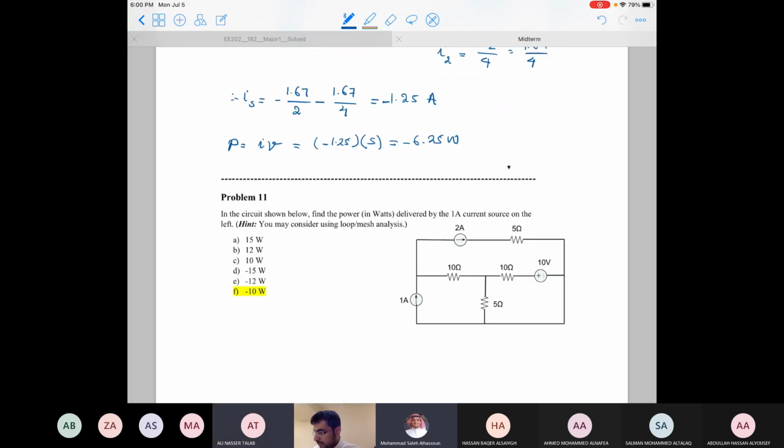We will use mesh analysis or mesh method. No, not the technique. What's the assumption when we do the power calculation?